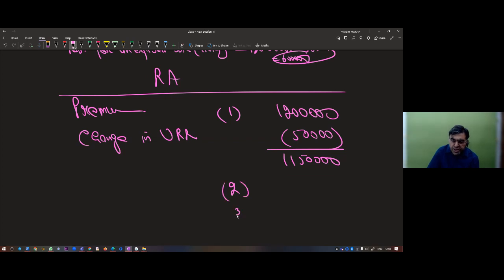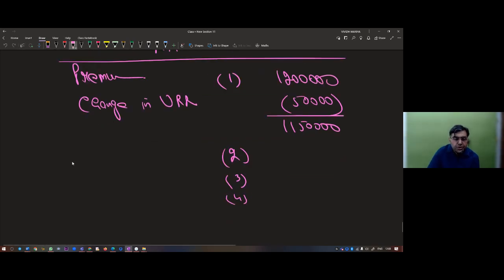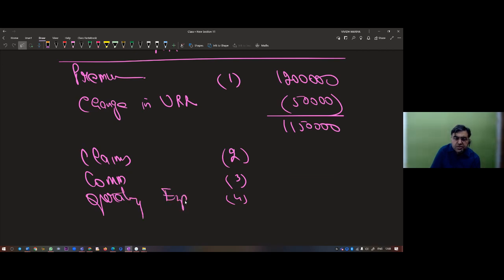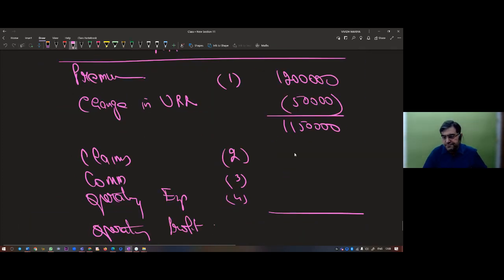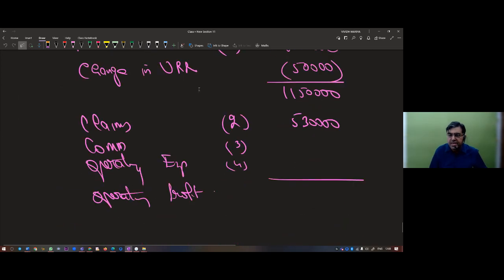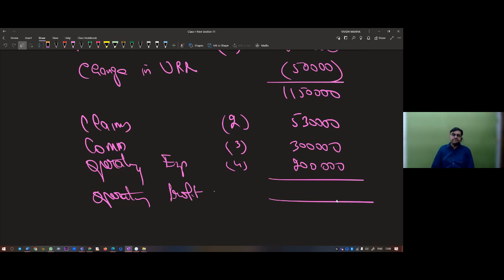Now schedules 2, 3 and 4. Schedule 2 is claims. Then it is commission, then operating expenses, and you will find operating profit. The claims are 530, you have done it. Three lakhs and 2 lakhs. And the final answer is 1,20,000.